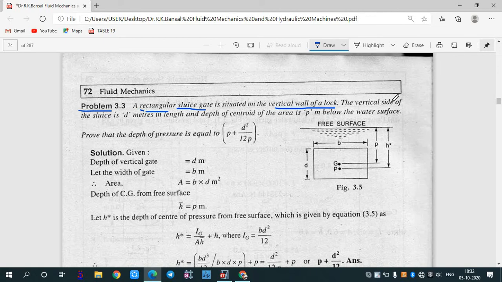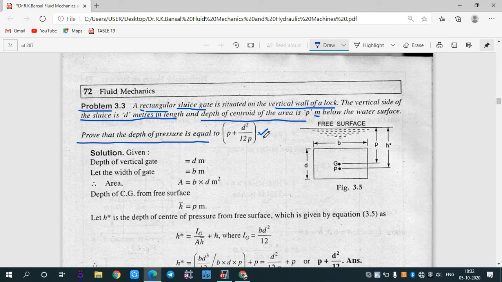Okay. After that, the vertical side of the sluice is d meter in length, and the depth of the centroid of the area is p. So the depth of the center of gravity of this gate from the free surface is P meter below the water surface. Now prove that the depth of pressure is equal to P plus D square divided by 12P. So we need to prove this.